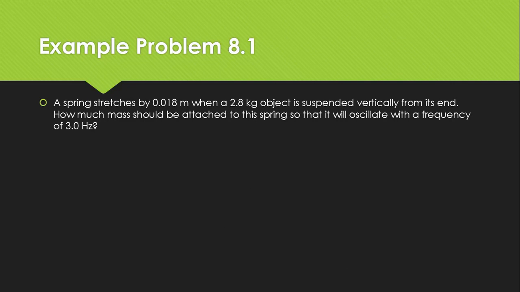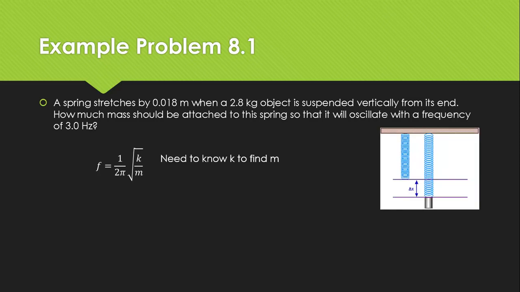Here I have a spring that is stretched by 0.018 meters when a 2.8 kilogram object is suspended vertically from its end. And it asks how much mass would be attached to the spring so that it will oscillate with a frequency of 3 hertz. Now the first thing that I probably need to do is figure out what k is. Since frequency is equal to 1 over 2 pi times the square root of k over m, I need to know k to find m. I know what frequency is, it's 3 hertz, but I need to figure out what k is in order to answer this question. So the way to figure out k is to apply Hooke's law.